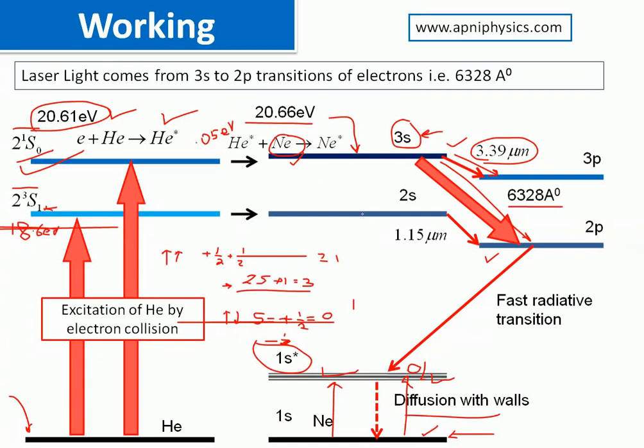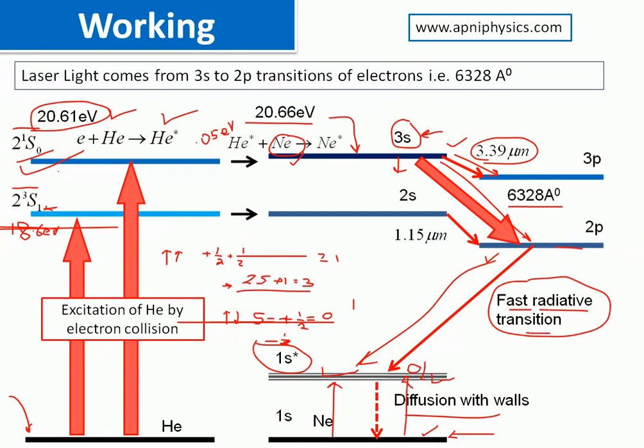And which orbitals are important, in which you see the transition? They are 3s and 2p energy levels. 3s is the metastable state of the neon atom, this one, and 2p is the lower state. And from here you will obtain the fast radiative transition. It means the transition will take place spontaneously from 2p to the 1s star. This transition will be spontaneous, right? So that transition will be fast and it will be a radiative transition.